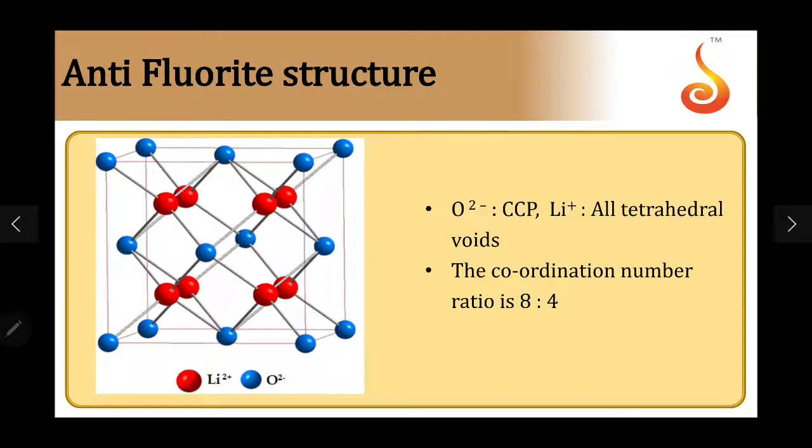Opposite to this is the anti-fluorite structure. So lithium oxide. Lithium will be occupying the void places, that is tetrahedral voids, and oxygen forms the basic CCP lattice. For the coordination number ratio, each Li is surrounded by 4 and each oxygen is surrounded by 8 Li ions. So the oxygen to Li ratio is 8:4.